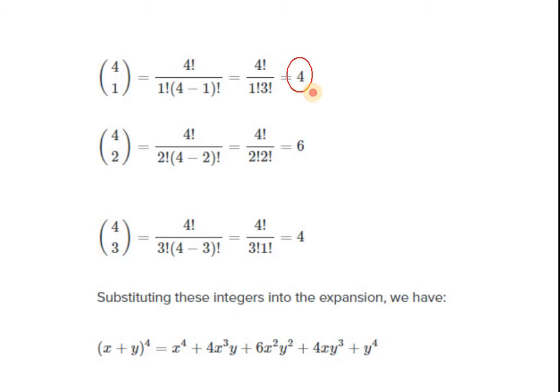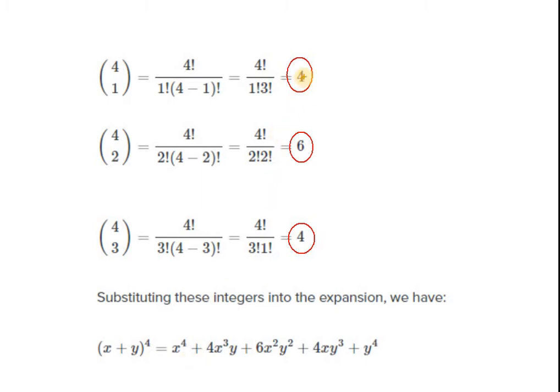This 4 is the value of this binomial coefficient. Similarly, this 6 is the value for this one. This is the value for this one. Substituting into (x plus y) power 4, to write the series for (x plus y) power 4, we can use either Pascal triangle or the binomial theorem and the formula for finding the value of the binomial coefficient.